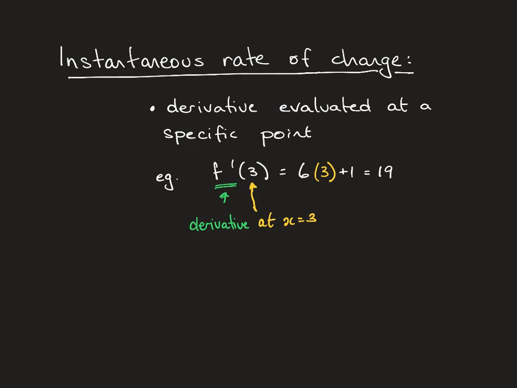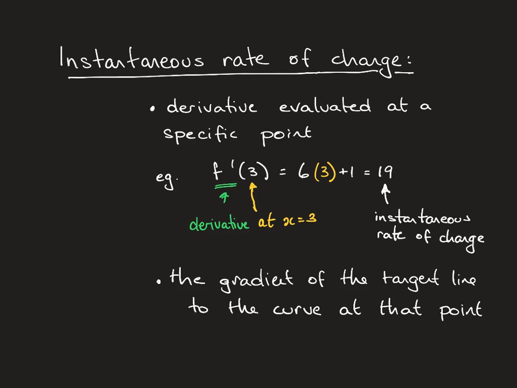The instantaneous rate of change is the rate of change at a particular point. It's the derivative evaluated at a specific point. So if we use our derivative formula from the previous question, which was 6x plus 1, to find the derivative at x is equal to 3, we substitute x is equal to 3 into our derivative formula. And so what we've got is the number 19. So this is our instantaneous rate of change.